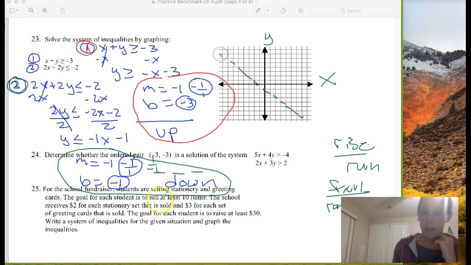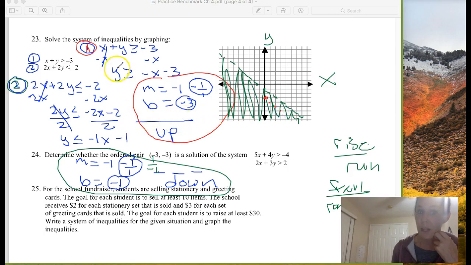Okay, and then I shade down. There it is. Now let's do equation 1 in red. My y-intercept was -3, so -1, 2, 3. I kind of colored over it, but there it is. I also have the same slope, -1 over 1, so I go down 1 over 1, down 1 over 1, down 1 over 1.